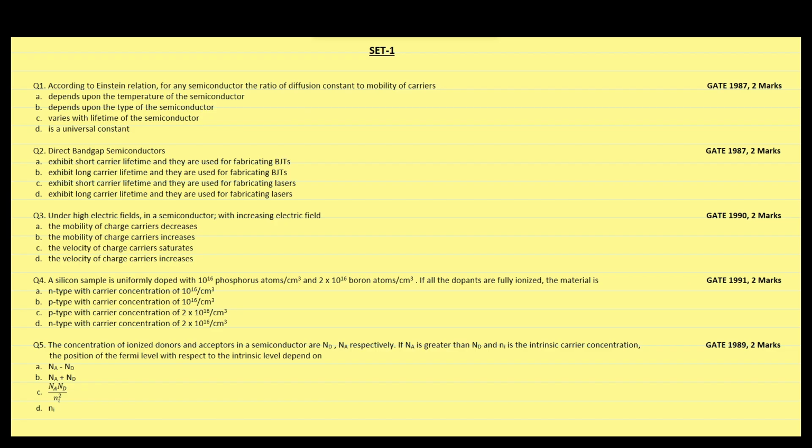Time's up. Now we will see the solutions. According to Einstein relation, for any semiconductor, the ratio of diffusion constant to mobility of carriers. You know that according to Einstein relation, we have diffusion upon mobility to be equal to kT divided by Q.